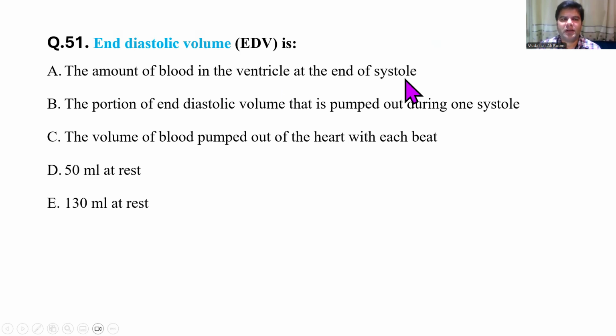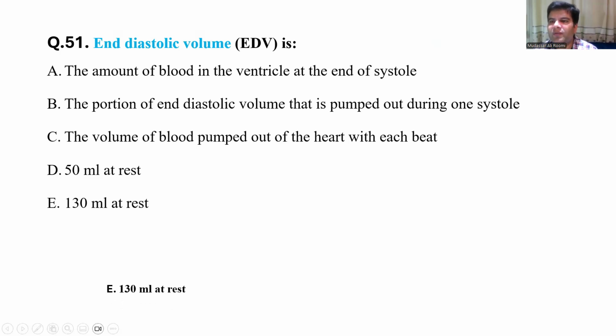Next question is, end diastolic volume is: A, the amount of blood in the ventricle at the end of systole, B, the portion of end diastolic volume that is pumped out during one systole, C, the volume of blood pumped out of heart with each beat, D, 50 ml at rest, E, 130 ml at rest. And the answer is end diastolic volume is 130 ml at rest.